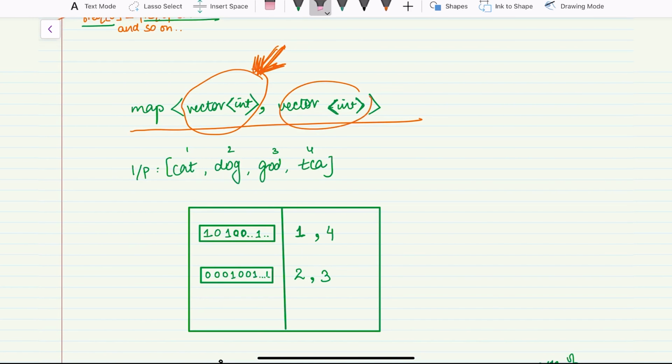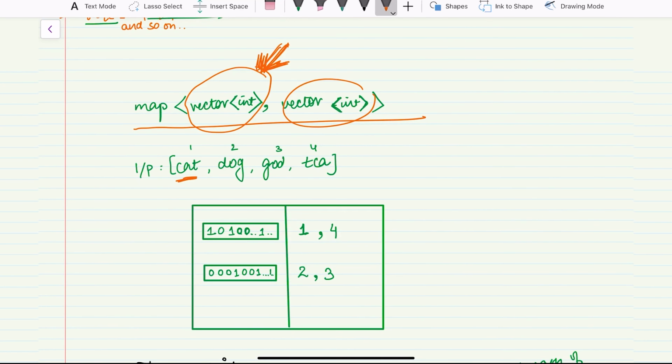So let's see how we will maintain this. So here we have cat, right? The frequency array for cat will look something like this. So here this will be the key, right? Since it was not present, first we will be pushing it, right? And then we will be placing this one over here.